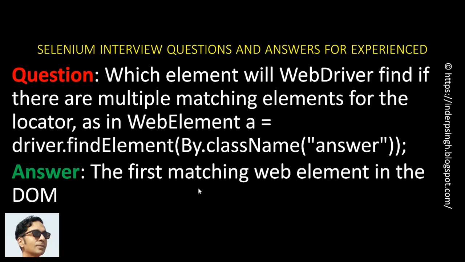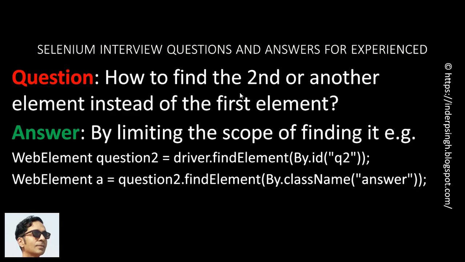Which element will WebDriver find if there are multiple matching elements for the locator? As in, web element A is equal to driver.findElement by class name, and the class name is answer. So WebDriver is going to find the first matching web element in the DOM, which is the document object model. But how to find the second or another element instead of the first element?